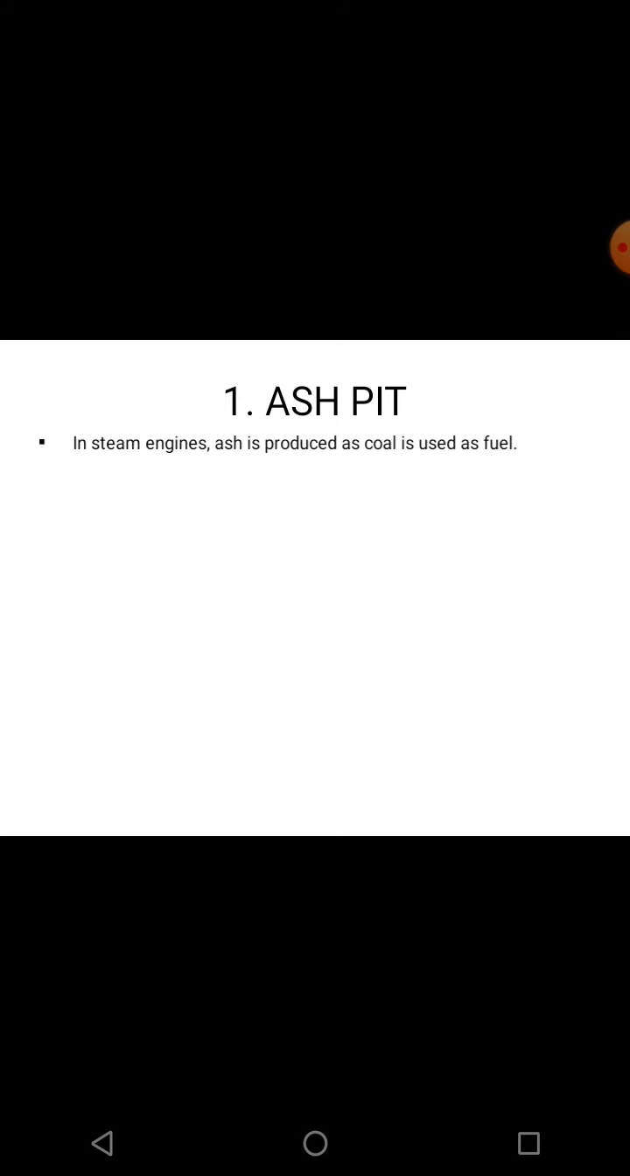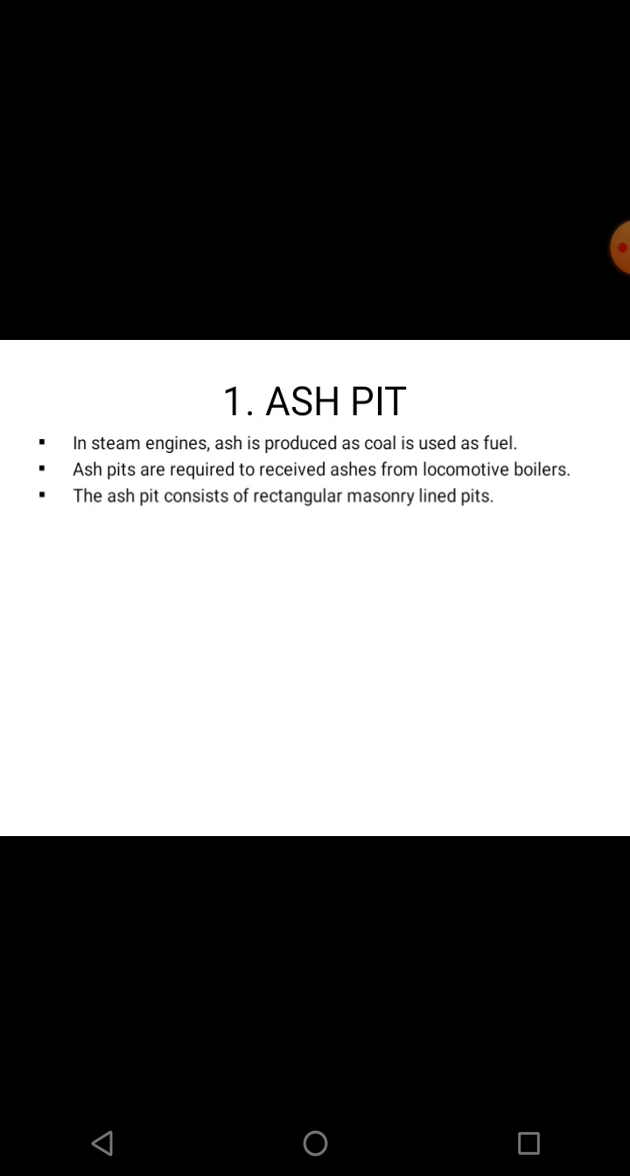So in a steam engine ash is produced as coal is used as fuel. Clear? Ash pits are required to receive ash from the locomotive boiler. So the ash produced is collected in the ash pit. Now this pit is rectangular in form. So the ash pit consists of a rectangular masonry lined pit.